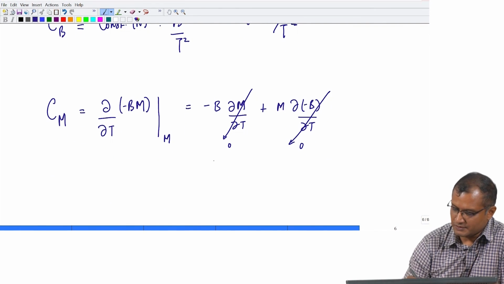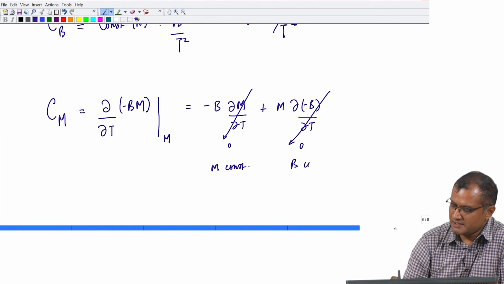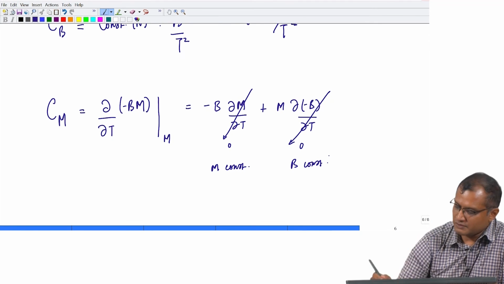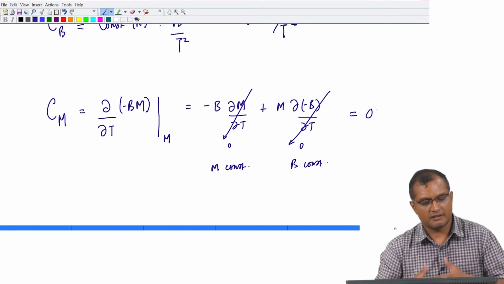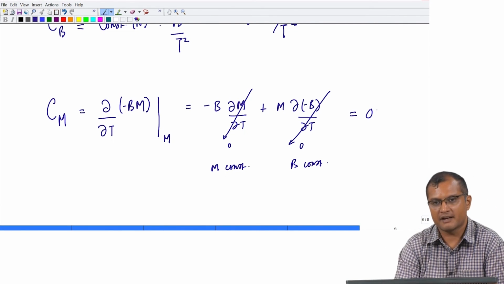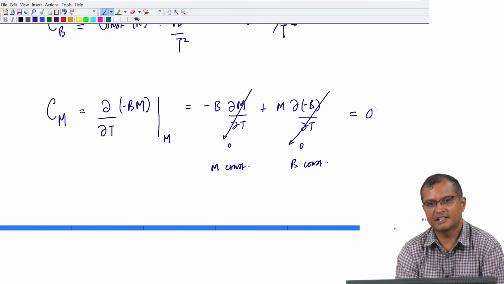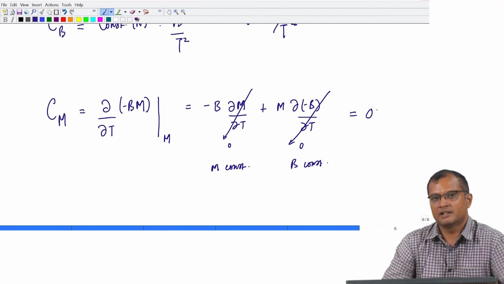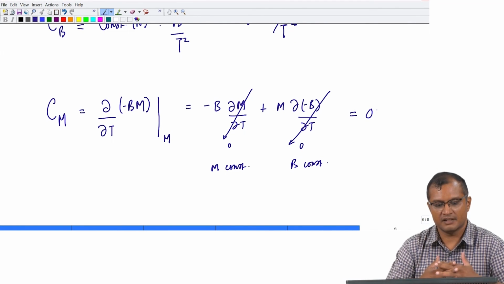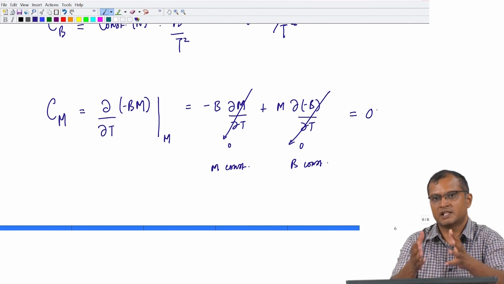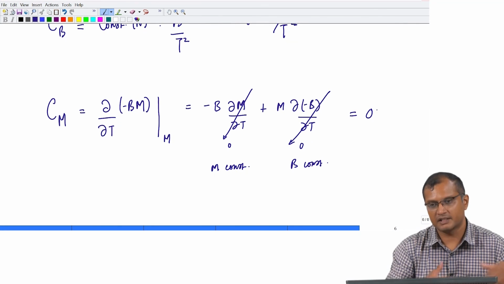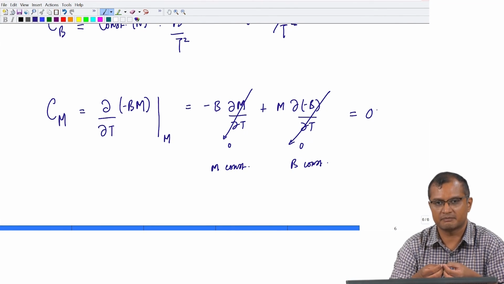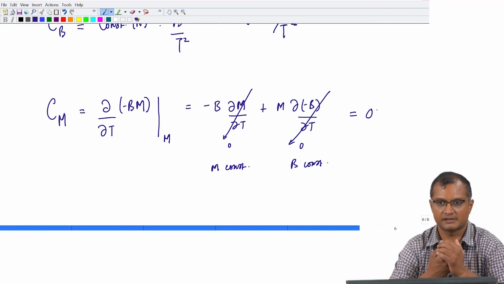Because M is constant, the first term goes to 0 and B is the constant applied magnetic field. So, this is 0. And hence the heat capacity at constant M is 0. That would mean asking what is the energy required to change the temperature of the system keeping magnetization constant. You will say that this is 0 because if the slightest amount of energy is applied, magnetization changes.